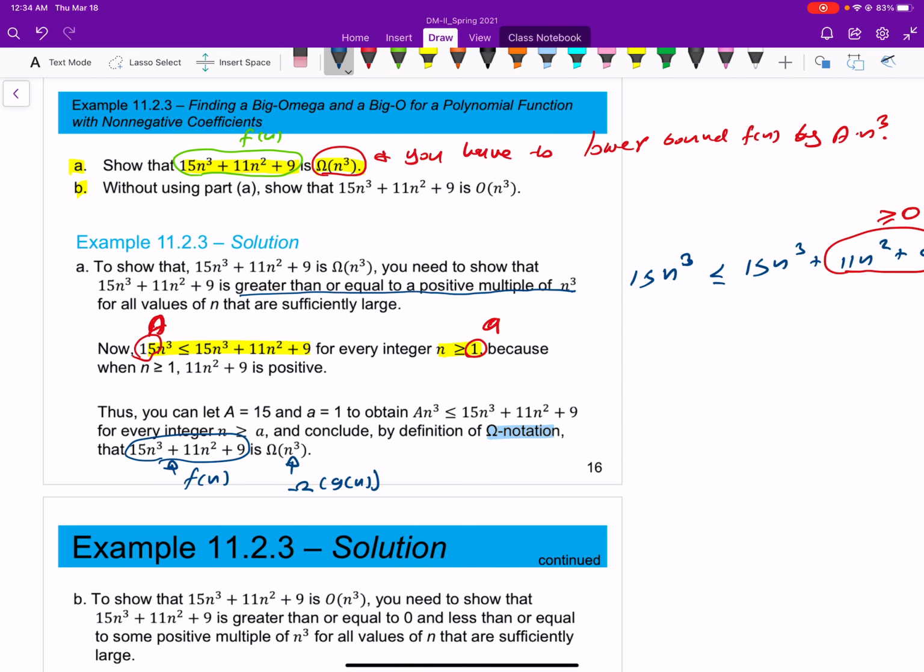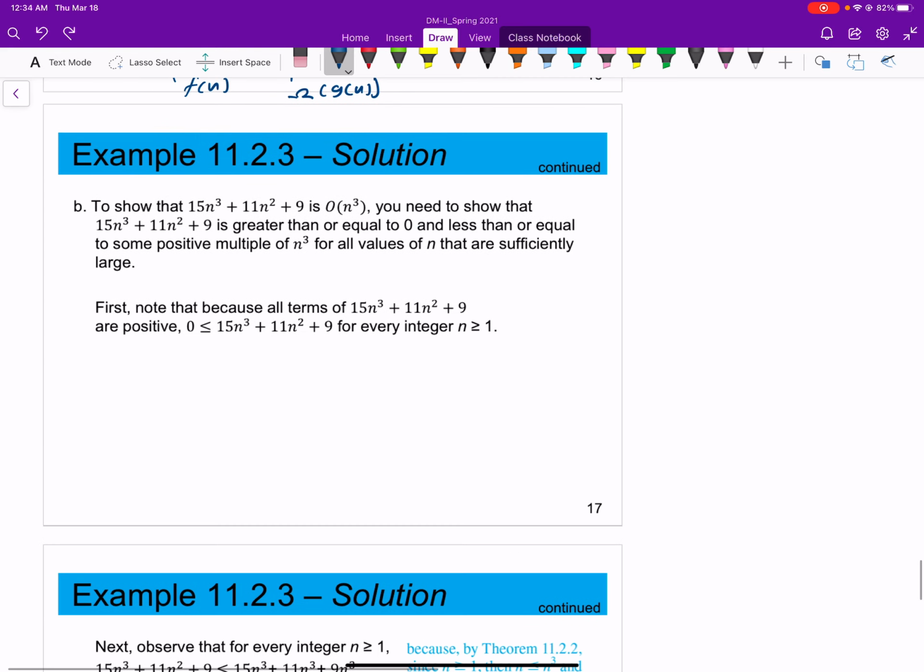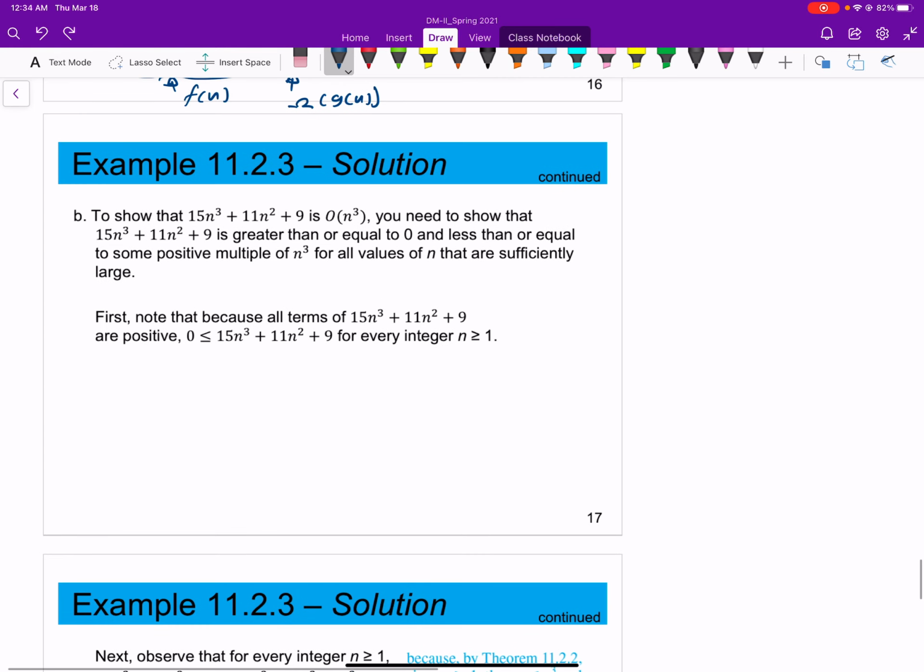In part B, we have to show that the function, which is again f, is right here. This function is also O of n to the power 3. Okay, let me move to the next slide.